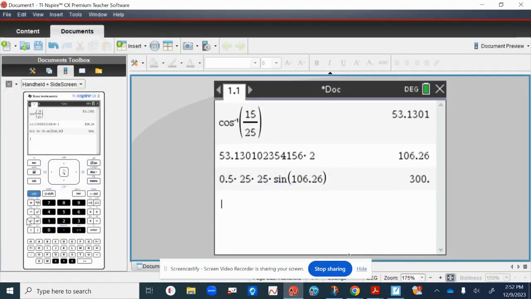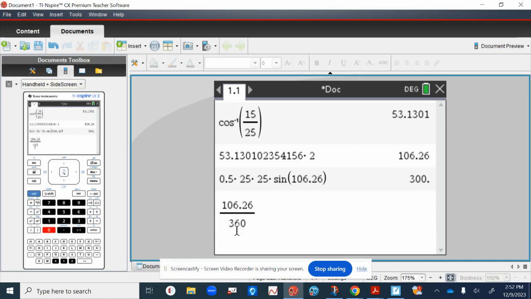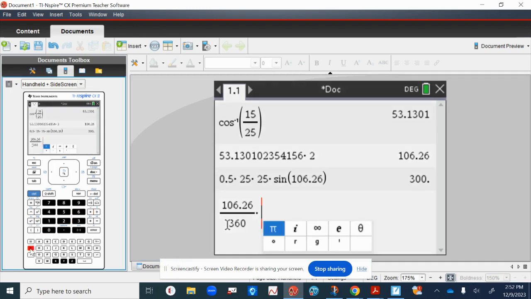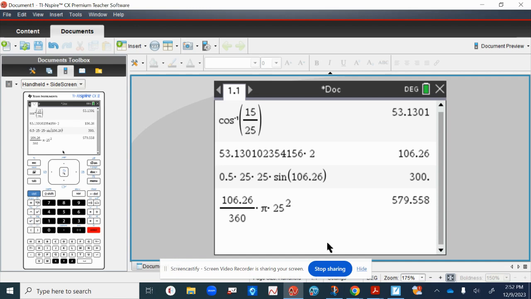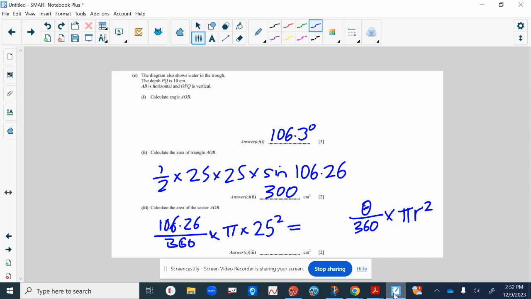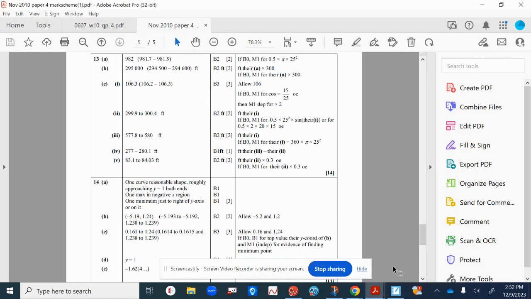So 106.26 over 360 times by pi times by 25 squared. So 579.558. So 580, to 3 significant figures. Again, let's just double check, not making a mistake. Anywhere between 577.8 to 580. Okay, fine.